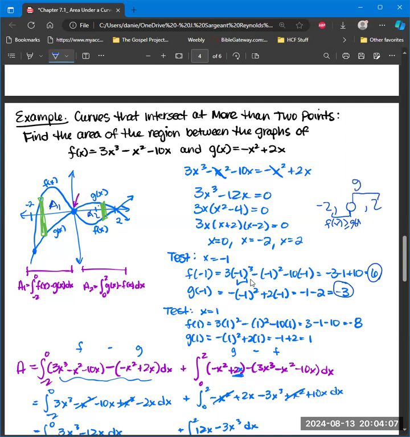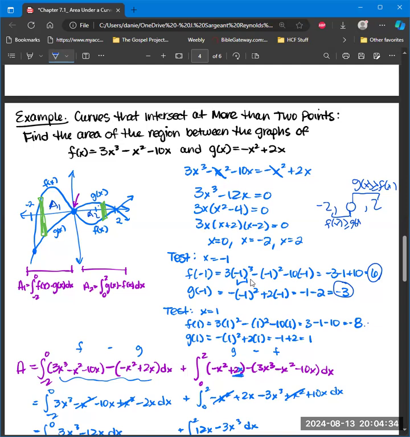In this region, we're going to see that g of x is greater than or equal to f of x by plugging in a number like 1 that's between 0 and 2 and testing, and -8 is smaller than +1. +1 is bigger, so g of x is bigger on that entire interval. That tells me my order of subtraction.